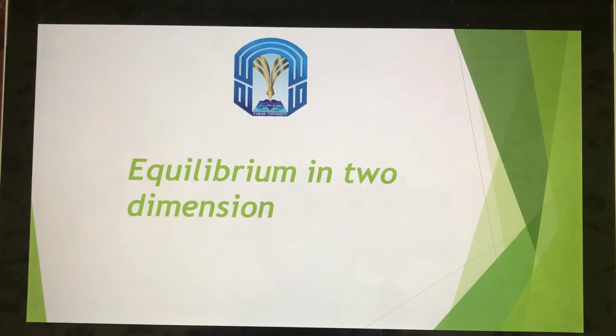Hello, today we're talking about equilibrium in two dimensions. Equilibrium in two dimensions means the object is static. That means the object is not moving. So, if the object is not moving, we use three equations: sigma Fx equals 0, sigma Fy equals 0, and moment equals 0.